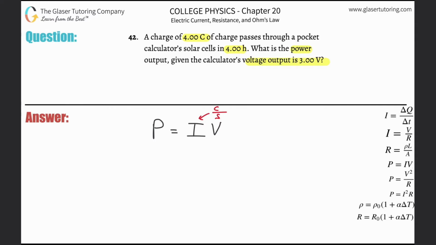Wait a minute. They did give us coulombs. They gave us a charge. They also gave us time. It's in hours. Oh, right. There it is. And they also gave us a voltage, so I can just plug that in. Hopefully that makes sense.